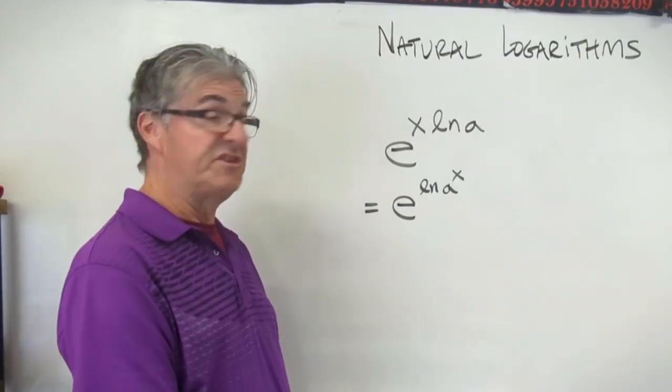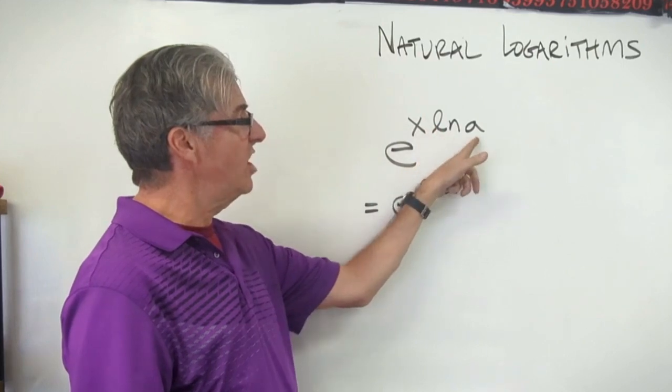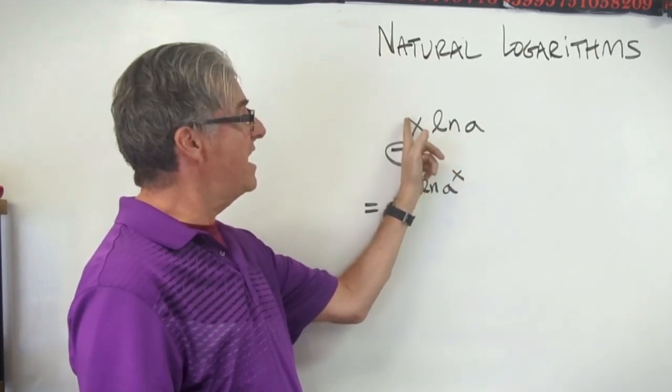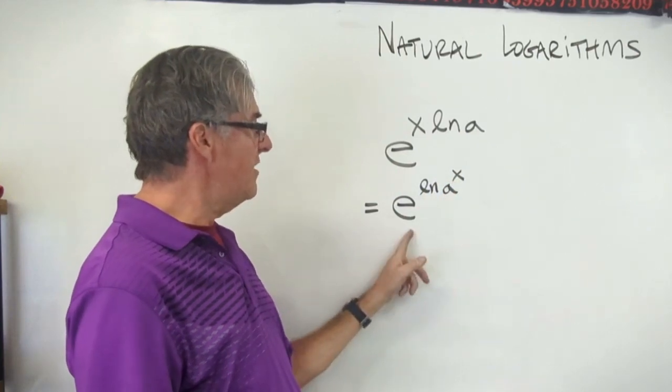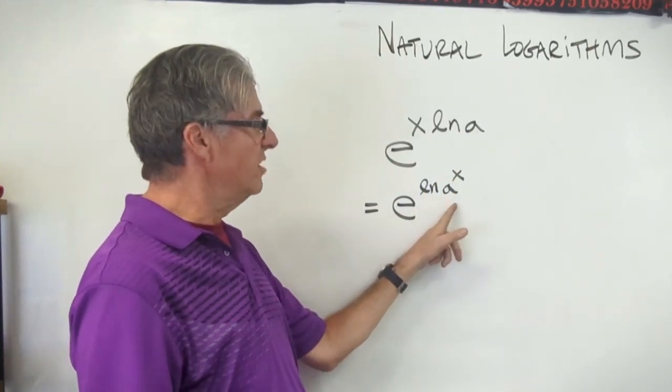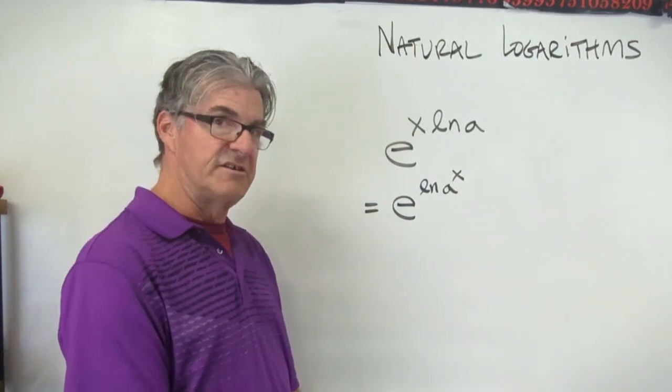Okay, here's a first step. This little expression up here, I have x times the natural log of A, so I can take my x and make it the exponent of the term here. So now I have e to the natural log of A to the x. See if you could take that another step.